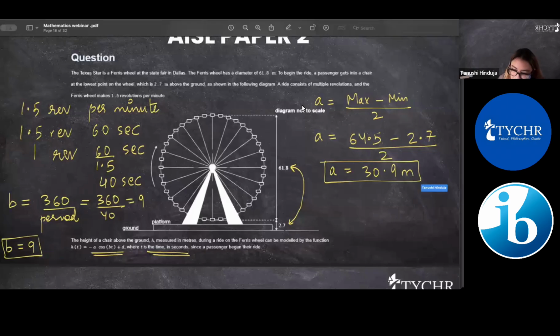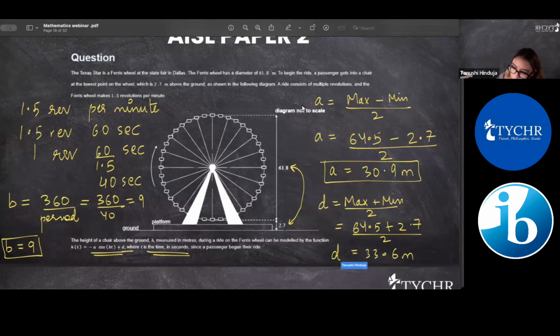Then we have to find the d value. D is the central axis. So that's maximum plus minimum by 2. So the same values we used for A, we're just adding instead. So 64.5 plus 2.7 over 2, which is simply going to be 33.6 meters. That's the value of D.